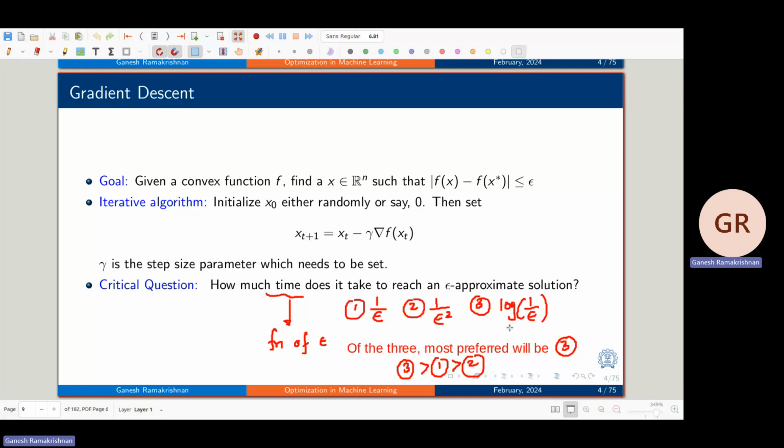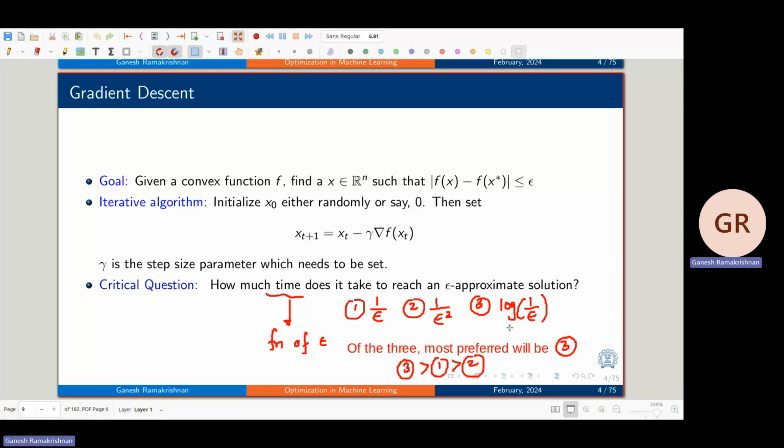Okay, so goal is this. Question is time. Is it of the order of 1 by epsilon squared, 1 by epsilon cubed? In fact, we'll see something called log of 1 by epsilon. The time required, how many iterations? When I say time t, it could be this. Let's put a capital T here. So the question is, how much time will it take? Which of the three is more preferred? Log of 1 by epsilon? And the second most preferred will be?